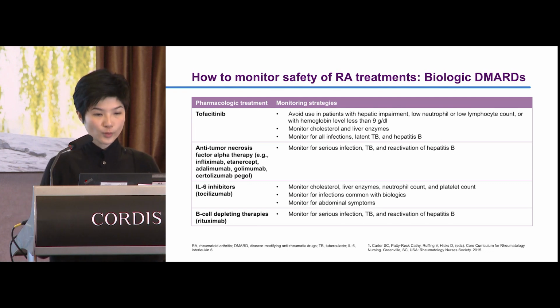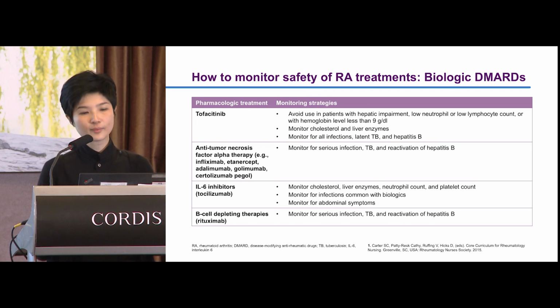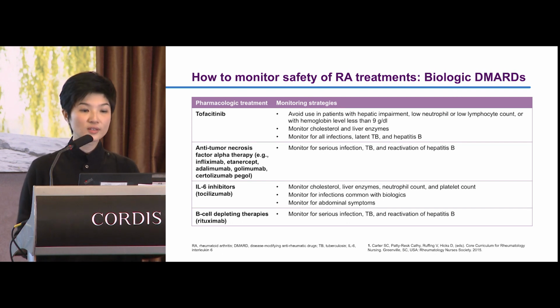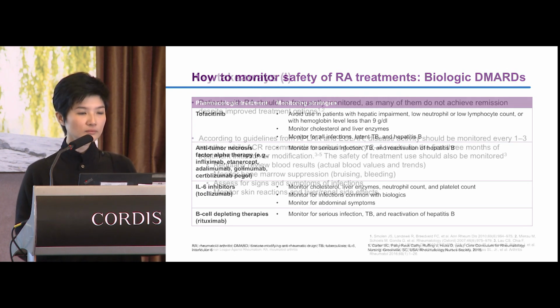For IL-6 inhibitors, we monitor cholesterol, liver enzymes, white cell count, and any infections we should look for. Another special symptom we should look for is abdominal symptoms, because there are reported cases of bowel perforations when using tocilizumab. For B-cell depleting therapies, rituximab, we should monitor for serious infections, TB, and reactivation of hepatitis B.